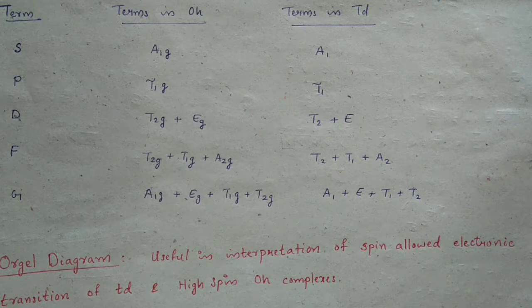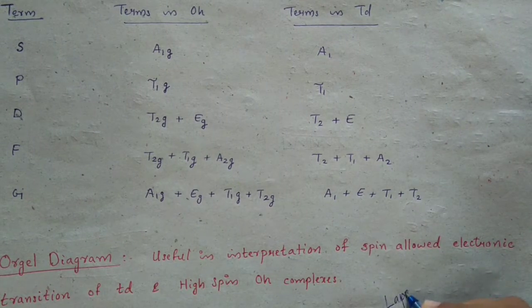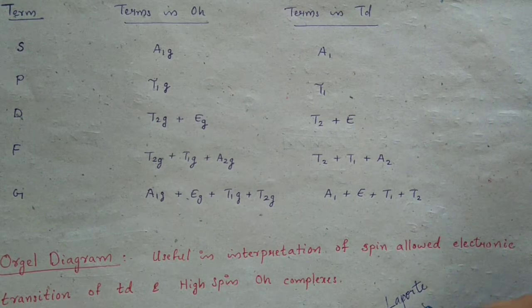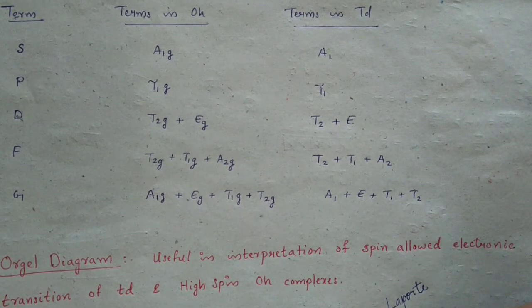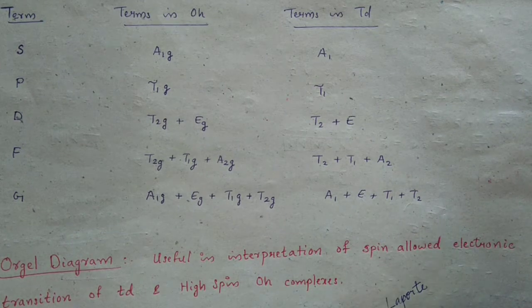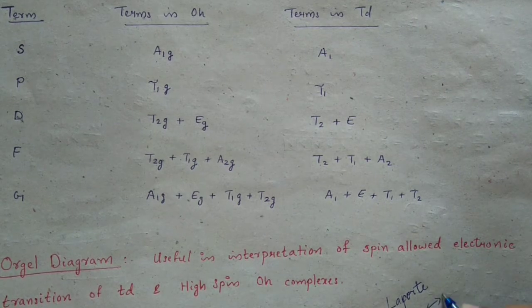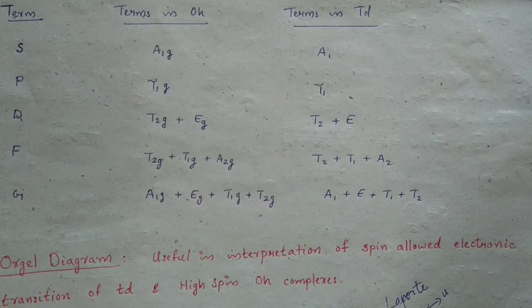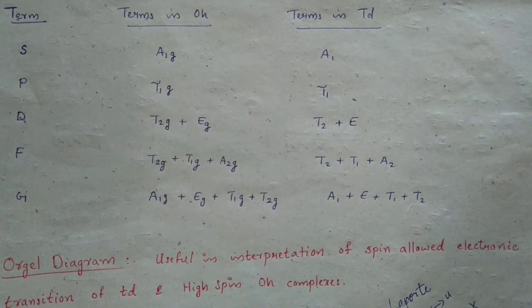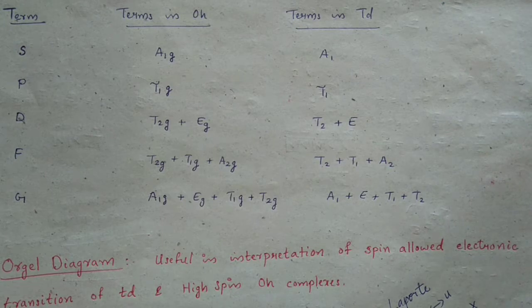There are two selection rules for allowed transition. The first is the Laporte selection rule. The Laporte selection rule says states of opposite parity are allowed. Opposite parity allowed means g to u, gerade to ungerade, is allowed, and gerade to gerade is not allowed. So that is the Laporte selection rule.